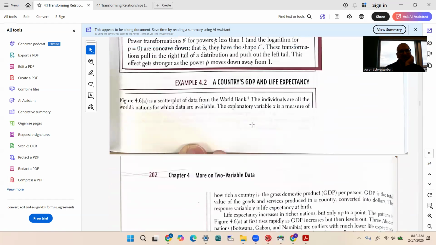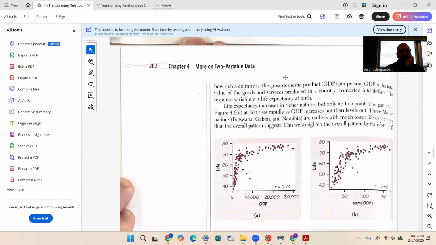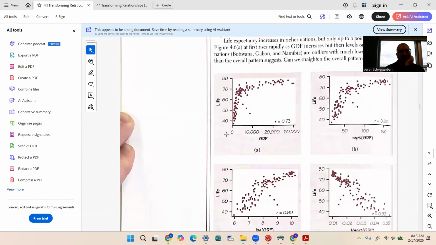A country's gross domestic product and life expectancy. Here is the life expectancy versus gross domestic product. We got three here that really don't fit, but otherwise we have a pretty curved pattern, don't we? So what we're going to try to do is make this linear because all of our things on linear regression work pretty well.